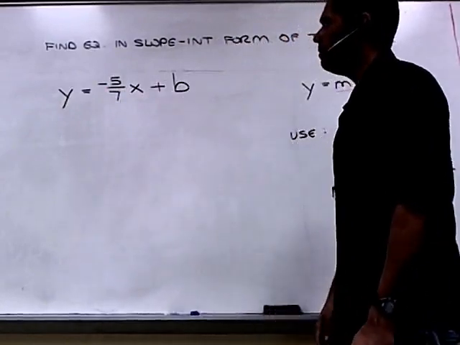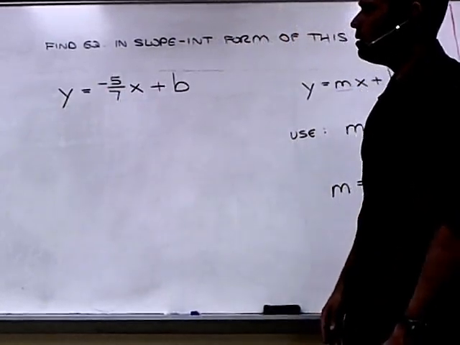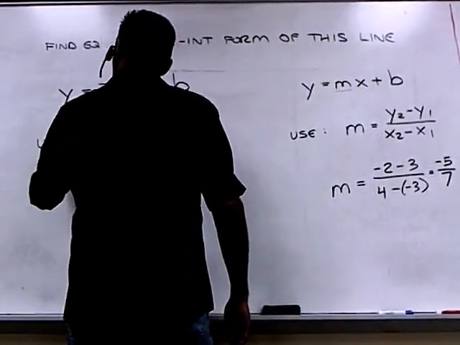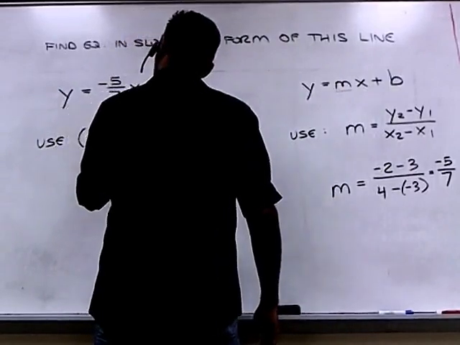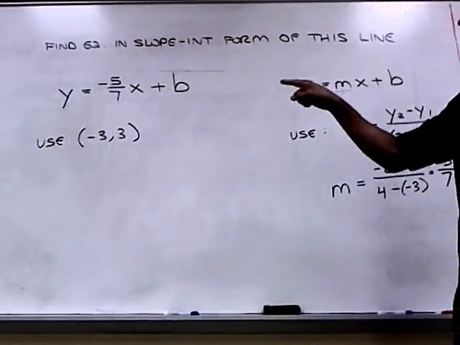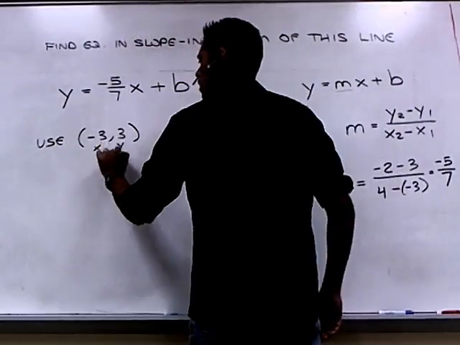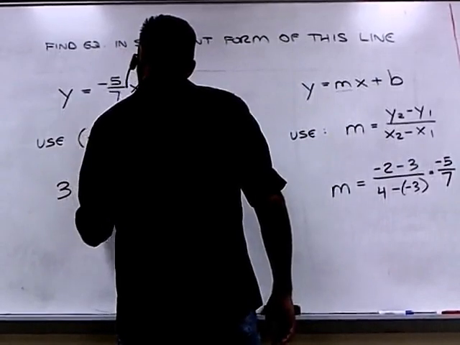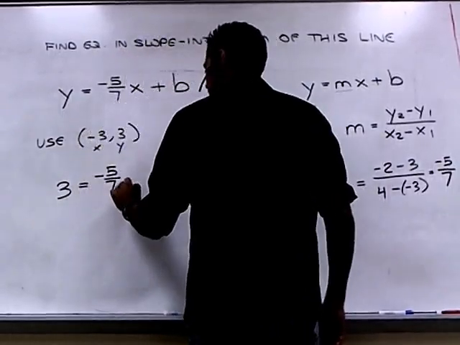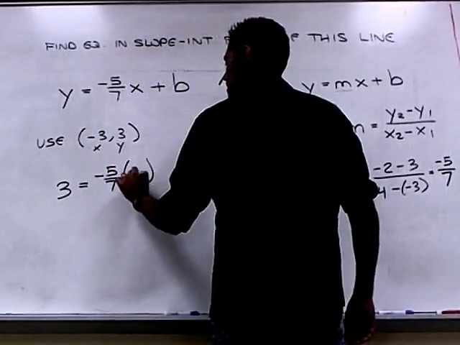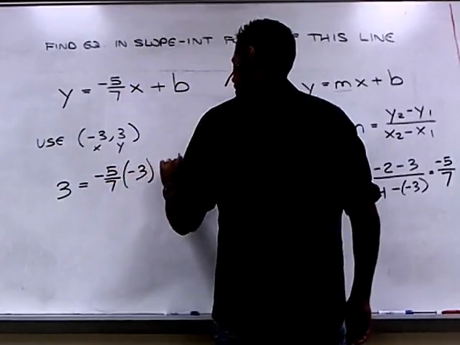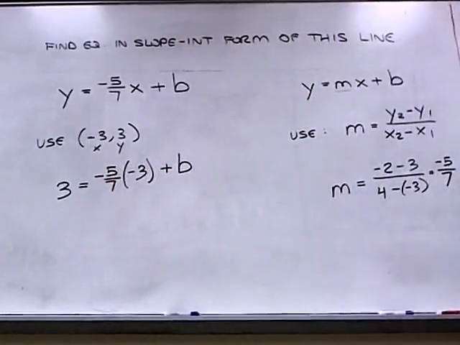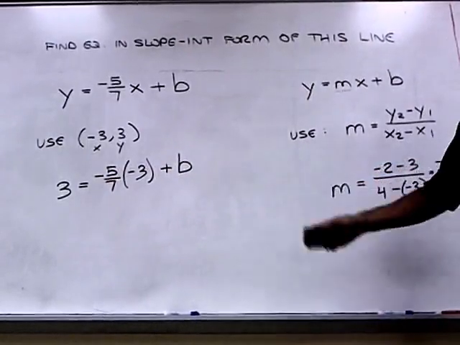So let's go ahead and pick a point. Which one? You want to use the x1, y1? Yeah, the point that I'm going to use is this one. It was -3, 3. I'm going to use that in here. This will be my x. This will be my y. I rewrite the equation. It's 3 equals -5/7 times x. What's x? -3 and then plus b. And the only variable in that equation is b, right?